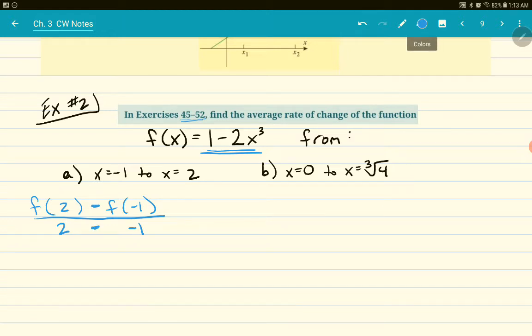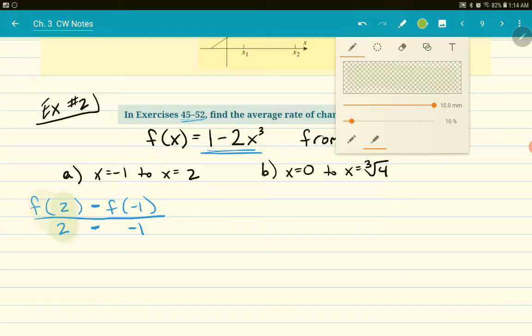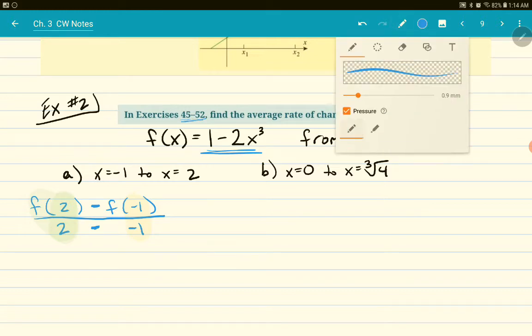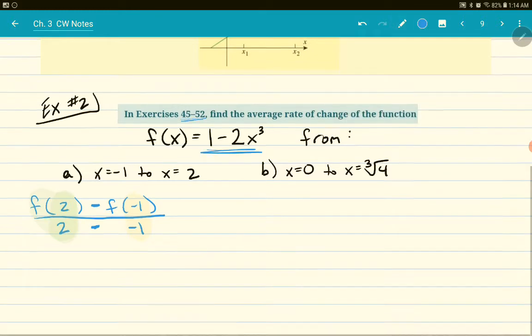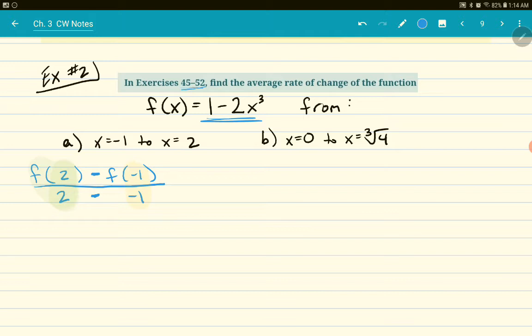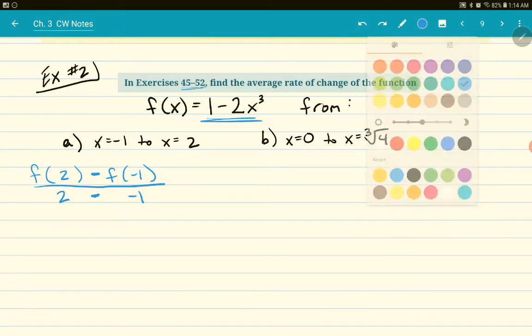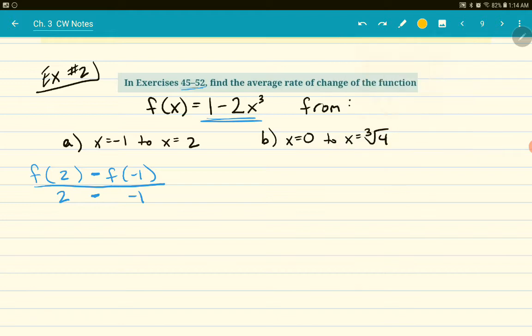So make sure, as with slope, you always have to make sure that the x and the y vertically correspond. So make sure that 2 and 2 match, and also that -1 and -1 match. All right. So now to evaluate this, it gets kind of messy trying to plug everything into the fraction at once. So I like to take it a piece at a time. So I'm going to unhighlight those and just think about this piece, f of 2.